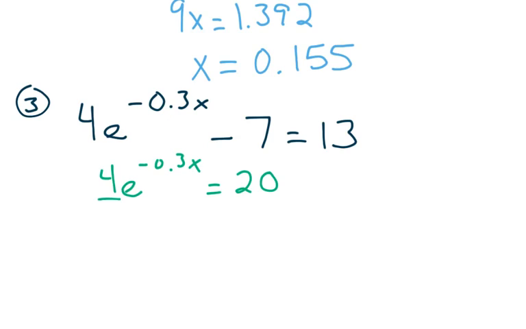Okay. Now get rid of the 4, so we'll divide both sides by 4. So we'll have e to the negative 0.3x power is equal to 20 divided by 4. That would be 5. Now that we've got the base by itself, we need to get rid of it. We're going to do that by taking the logarithm of it.